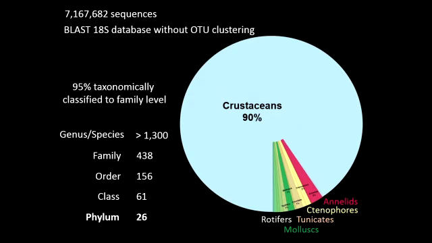If we just blast those without OTU clustering against an 18S database, we find that we can taxonomically classify 95% of those reads to the family level. This is actually a figure produced by a colleague I'm working with, but it's really to show how, without OTU clustering, you can get at least to a family level estimation of diversity. And you can see that our sample is mostly composed of crustaceans.